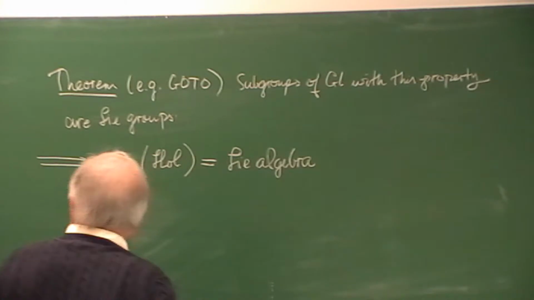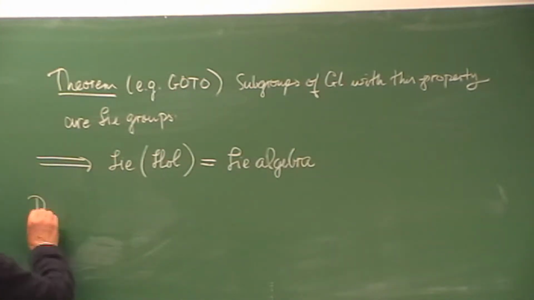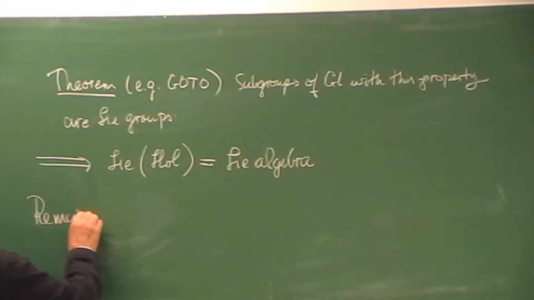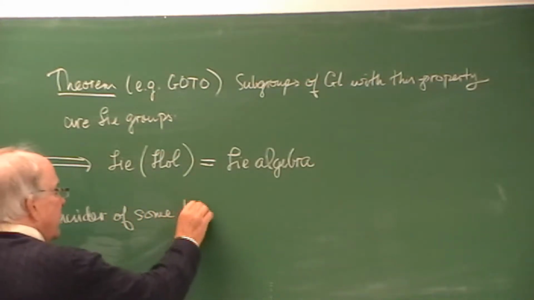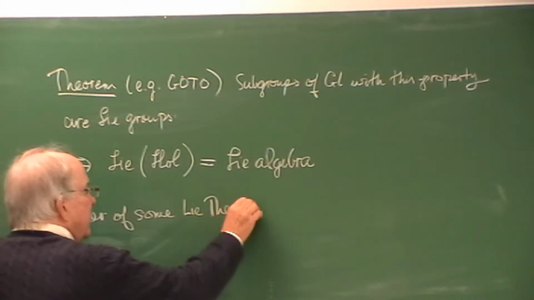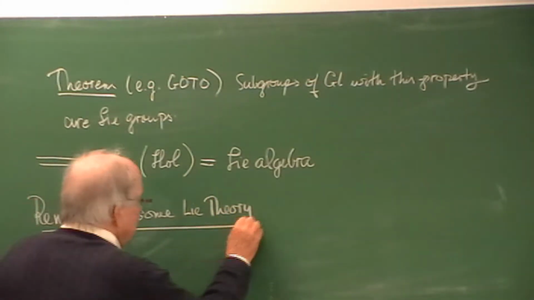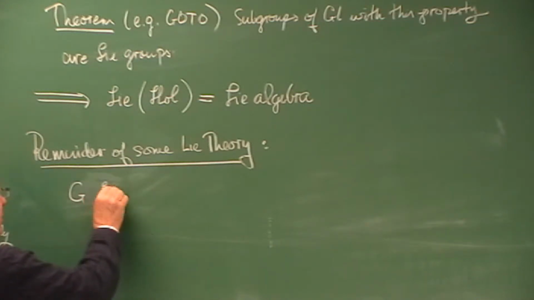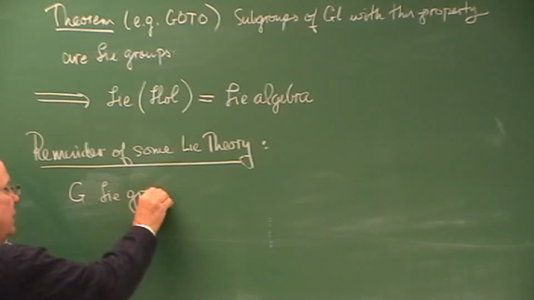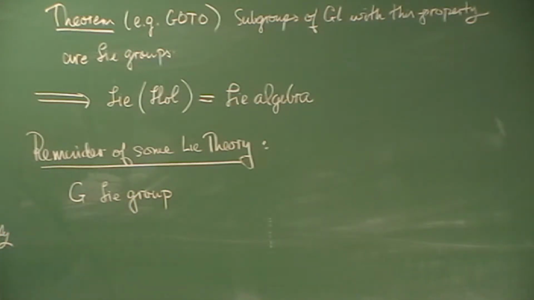And that's very fundamental. So I'm going to remind you of some background on Lie theory. Reminder of some Lie theory. First of all, let G be a Lie group. So you all now know what a group is, and you know what a Lie group is. It's a manifold with smooth operation, which is paracompact.